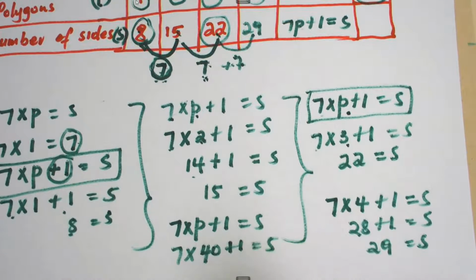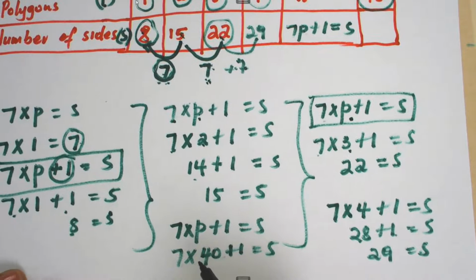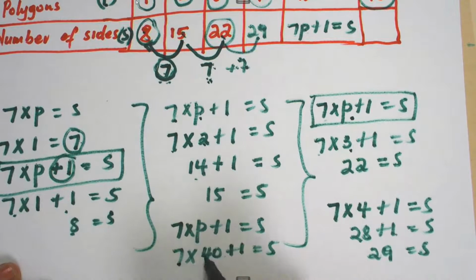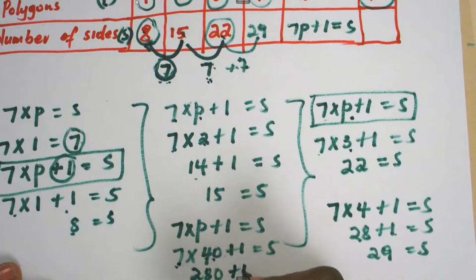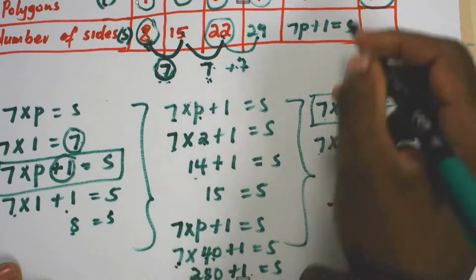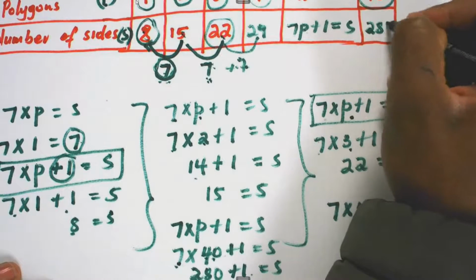I always encourage my learners, guys, that whenever we see something like this, we don't have to be afraid of anything. We just say 7 multiplied by 4 is 28 and put this 0, because 40 by 7 or 7 by 40 will definitely give you 280, plus 1 equals s. So 280 plus 1 is going to be 281 s. So here, if they're giving us 40, then our number of sides will be 281.